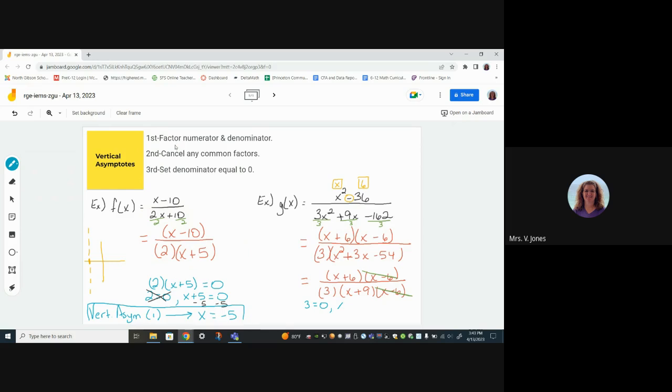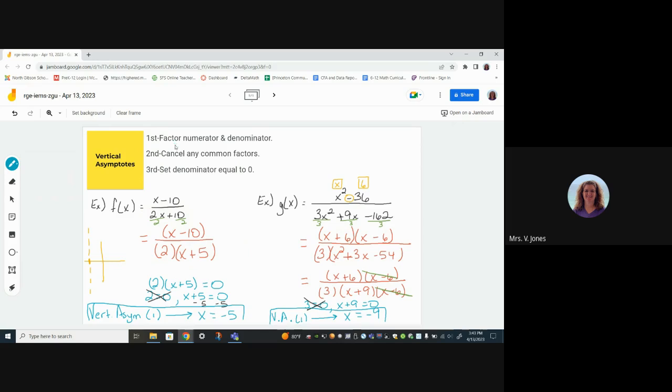And we're also going to set x plus 9 equal to 0. All right, now we know that 3 cannot equal 0 no matter what we plug in for x. And when we solve x plus 9 equals 0, we find that x equals a negative 9. So in this case, there's also just one vertical asymptote, and it is x equals negative 9.